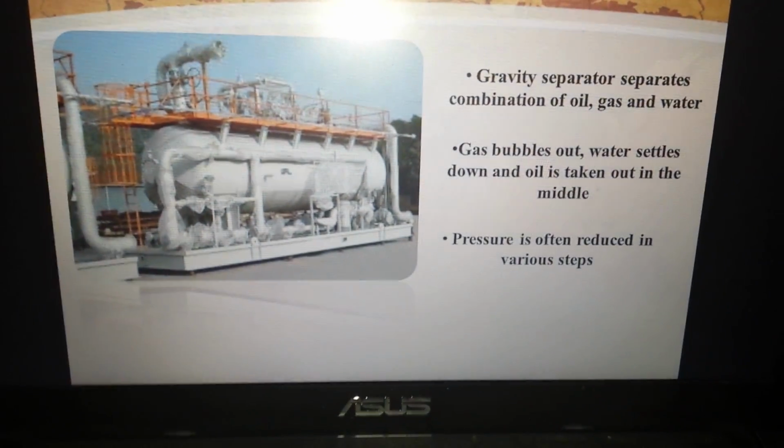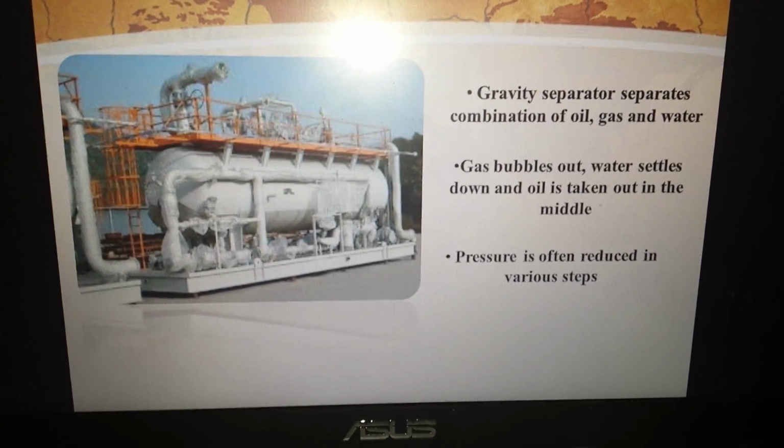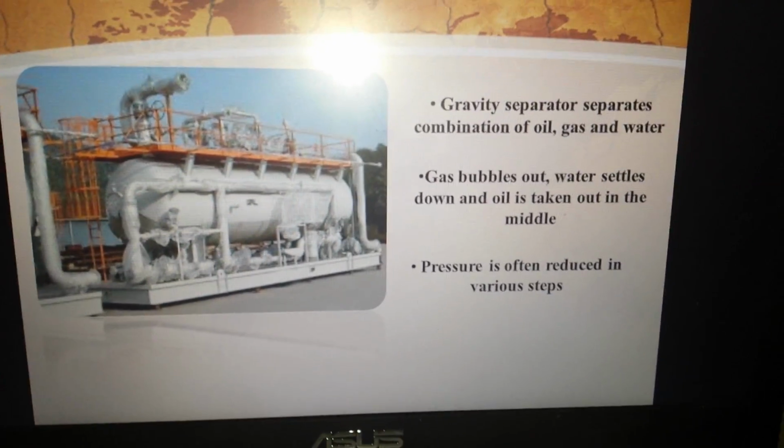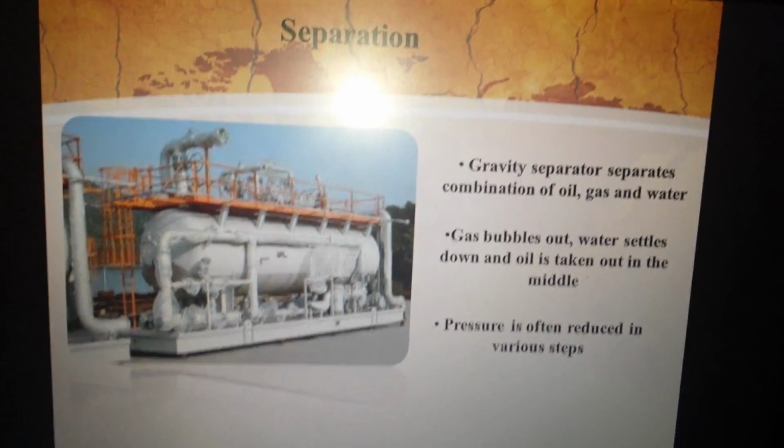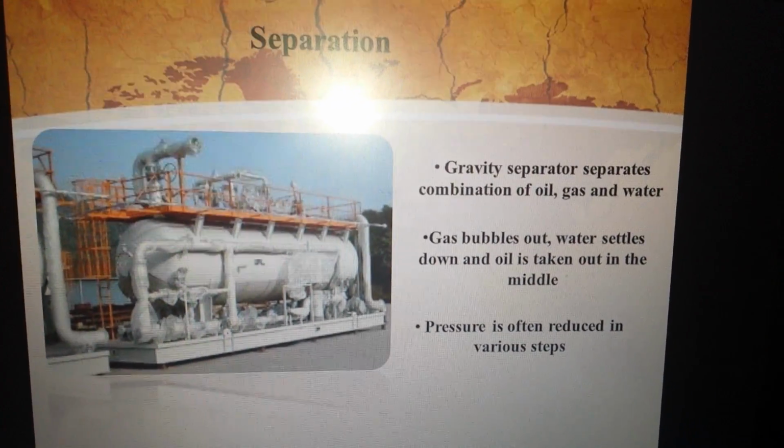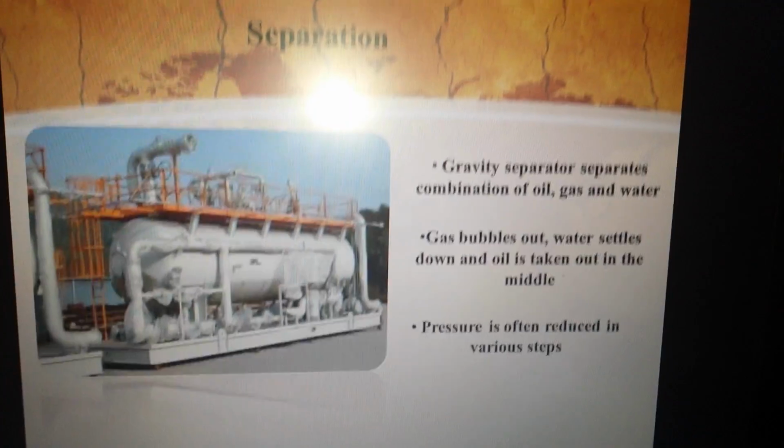This is separation. Gravity and a separator separate the combination of oil and gas. When the oil is drilled, there are many contaminants like chemicals and all. The separation does the separation of oil from gas, water, mud, etc.